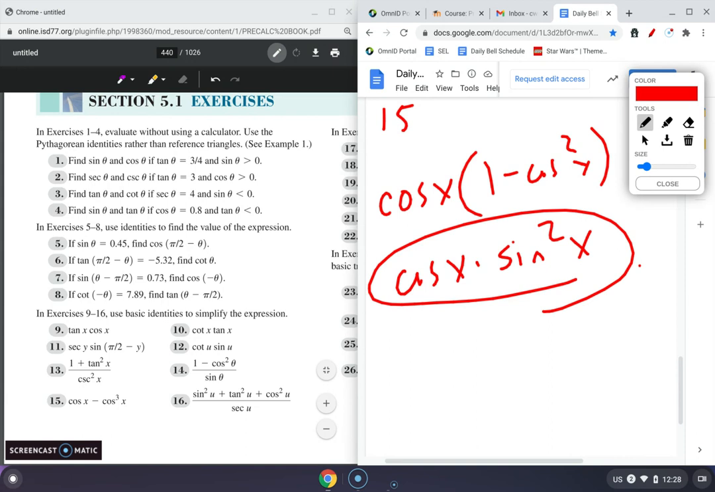All right, so I'll leave you guys some of the even ones to do. Today we're going to go 9 through 20 and 23 through 26. So let's keep on rolling here. All right.